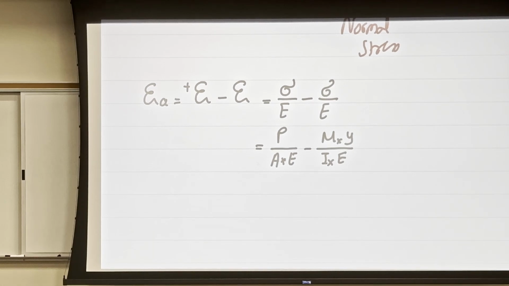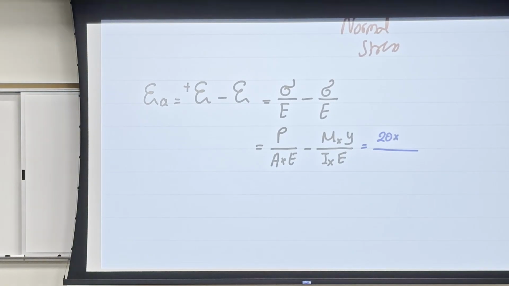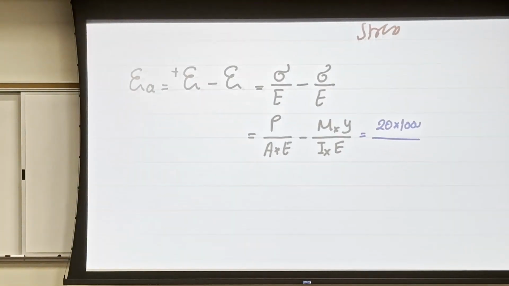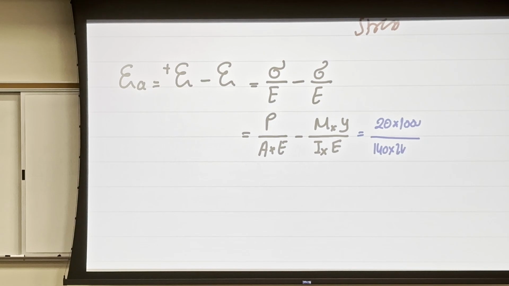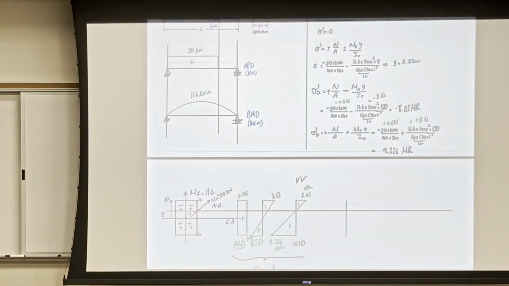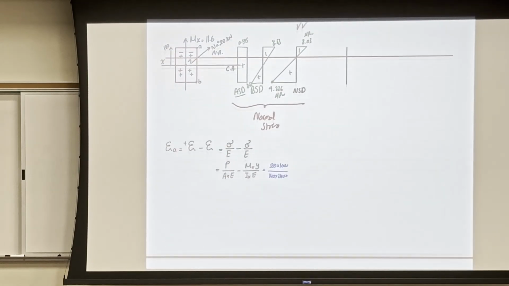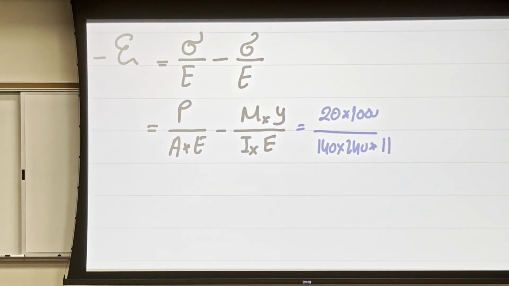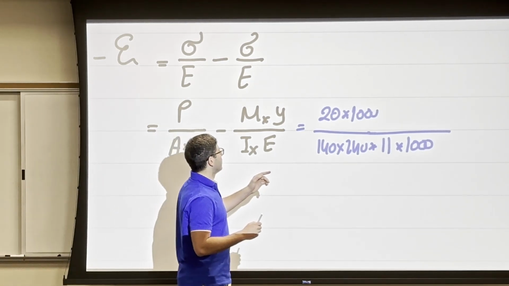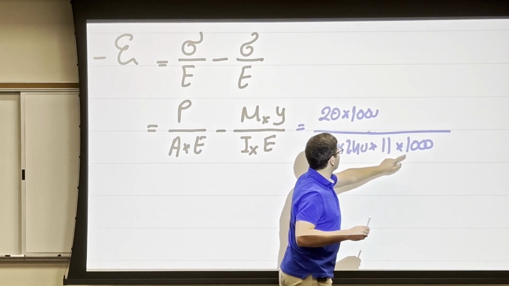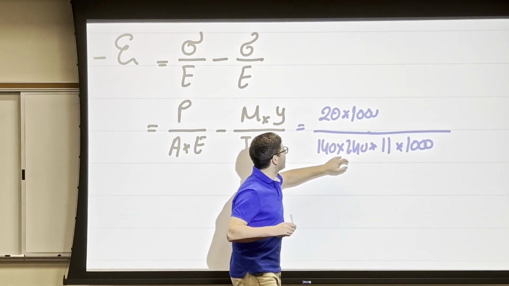Okay, so let me now just plug and chug. What I do have, the normal force was 20 times 1,000. The area was 140 times 240 times E. I didn't write E here. But E for wood is equal to 11 gigapascal. So let me write the E here is 11. I'll multiply by 1,000 to convert the kilonewton and gigapascal to Newton, so that now I have megapascal. So I have Newton over Newton per millimeter squared, and then I have millimeters squared.